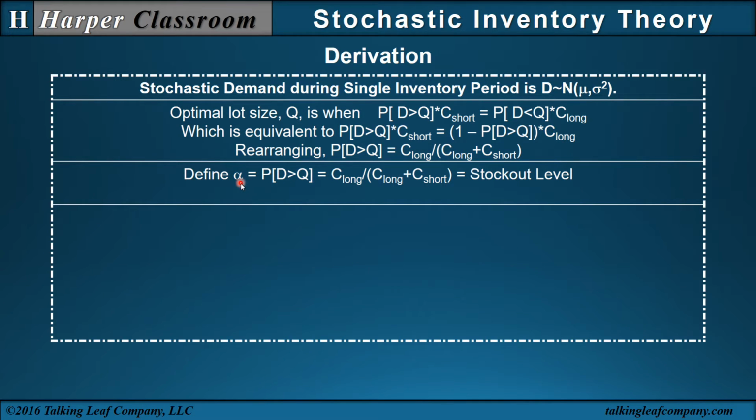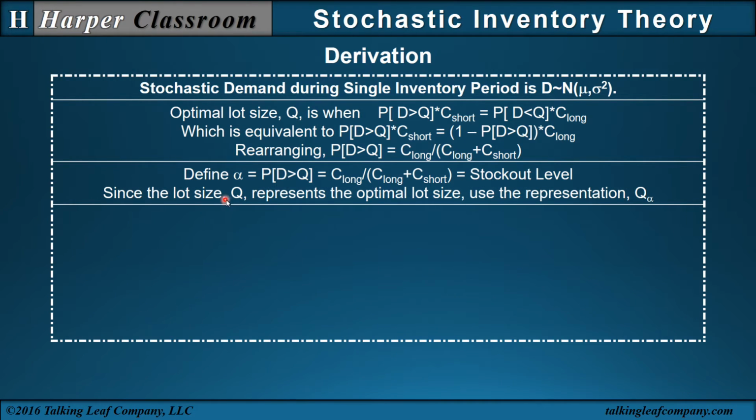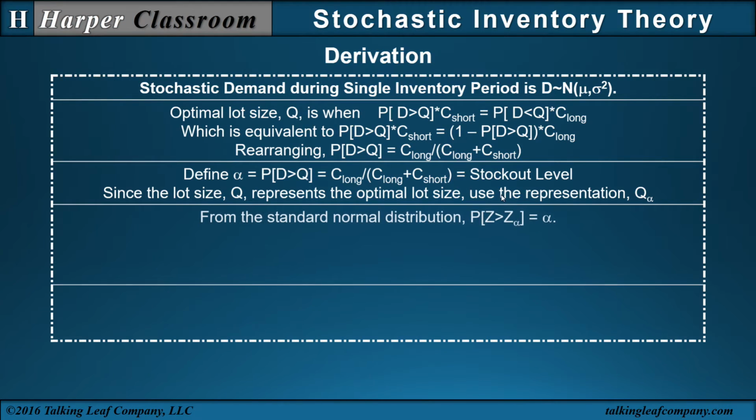Let's represent that with alpha as the probability of stock out, which is given by this relationship here, and that's called the stock out level. So the stock out level is the probability of stock out. Since a lot size Q, which satisfies this relationship, represents the optimal lot size, we will use the expression Q sub alpha, where alpha is the stock out level.